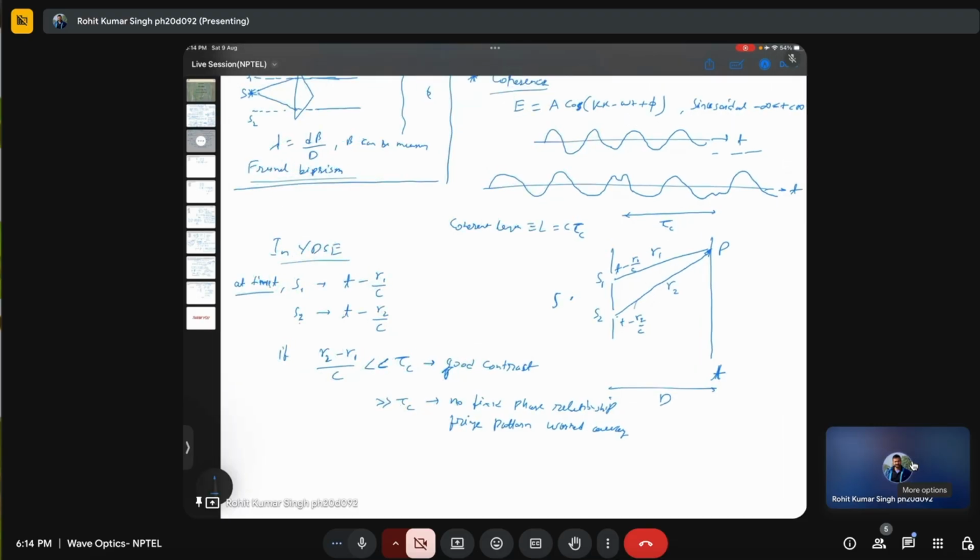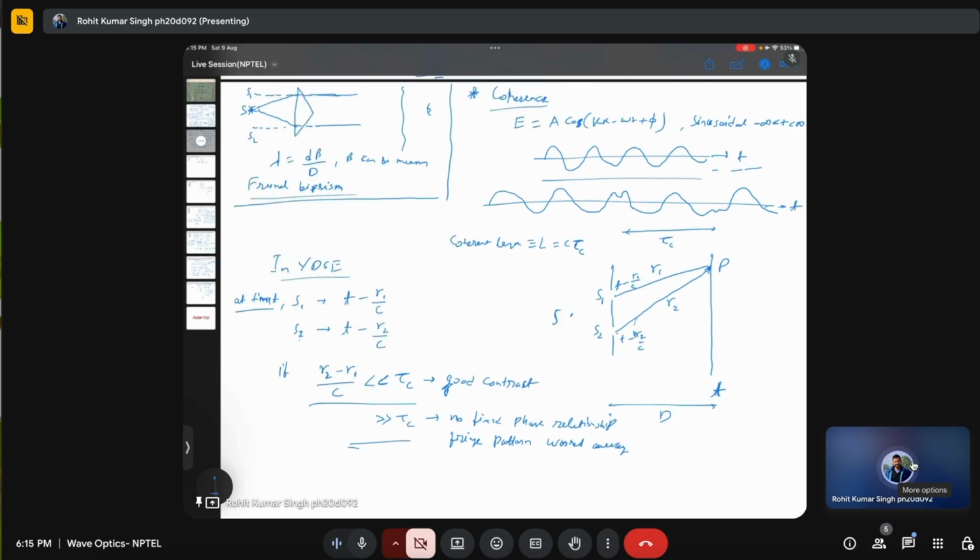I did not understand this time part. Can you tell this again? Yes, sir. What I was saying is basically here, this you understand, right? The coherence thing. In reality, you don't have a source that is perfectly coherent. You will not have sinusoidal waves for an infinite amount of time, right?